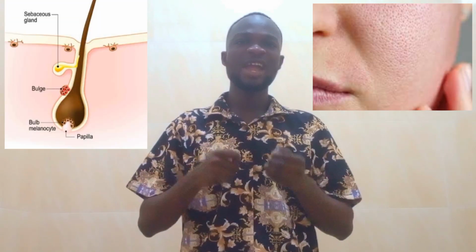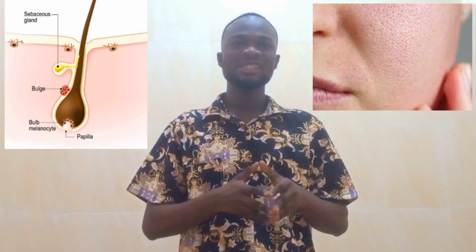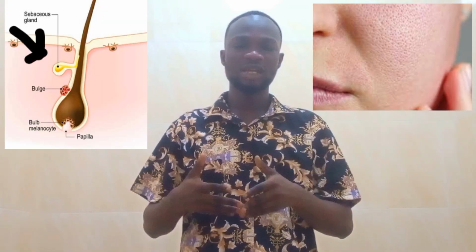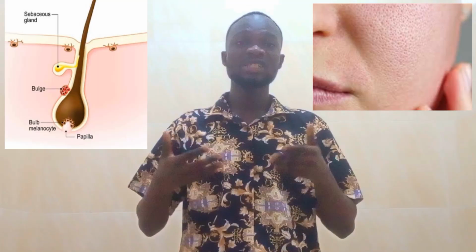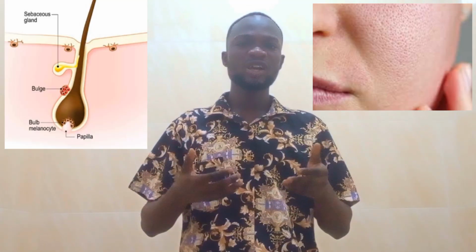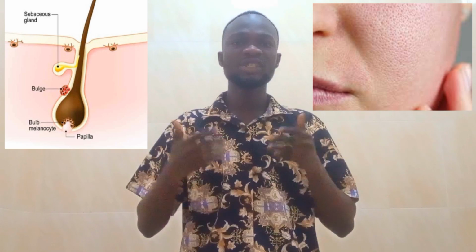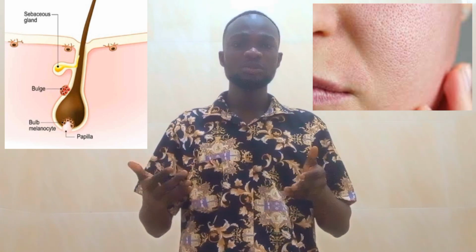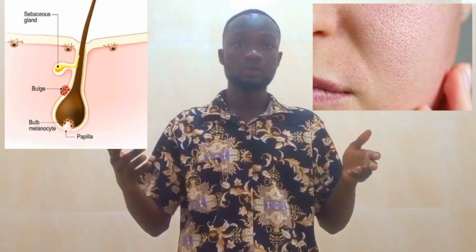It is through the pores that the hair follicle grows. Beneath each hair follicle is a gland called the sebaceous gland, which basically produces oil called sebum. The major function of this oil is to lubricate your skin, to prevent your skin from drying out. So this means that the oil being produced by the sebaceous gland is very important.